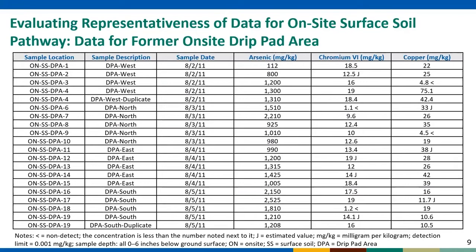This slide presents the table with surface soil sampling results for the GLC on-site drip pad area in Operable Unit 2. The table shows the sample location, sample description, date, along with levels of arsenic, hexavalent chromium, and copper in milligrams per kilogram. These are all chemicals associated with using CCA for the treatment of wood.